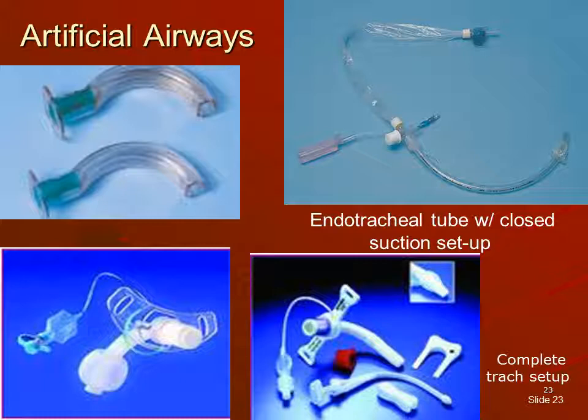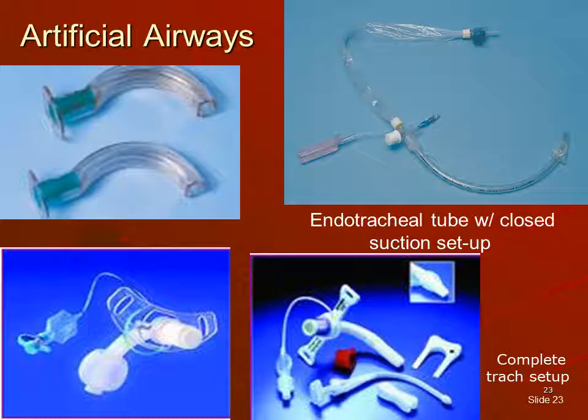Here are some examples of artificial airways. To the top left, we have an oral airway, and this helps prevent obstruction of the trachea by displacing the tongue into the oropharynx. This keeps the tongue in a normal position. The top right is an example of an endotracheal tube with closed suction setup. So for example, when I am suctioning a patient who has a trach and is on a ventilator, the entire system, when I go to suction them, is completely sterile. I do not need to wear sterile gloves while suctioning the patient.